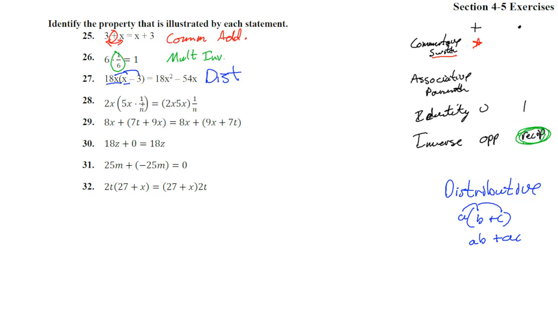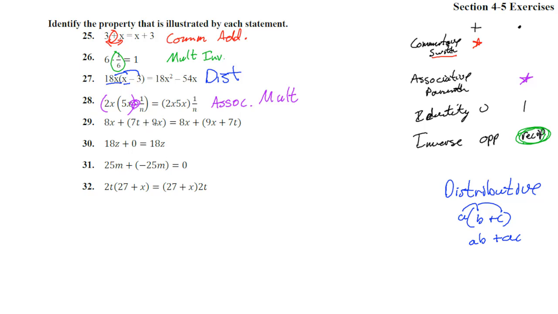2x times 5x times 1 over n, 2x times 5x times 1 over n. Notice the order did not switch, but the parentheses moved from where they are to here. So we move the parentheses, and we're doing it around multiplication. So that is why it's the associative property of multiplication. Okay, so it's the associative property where you're moving the parentheses, and that is in multiplication. All right, the next one.